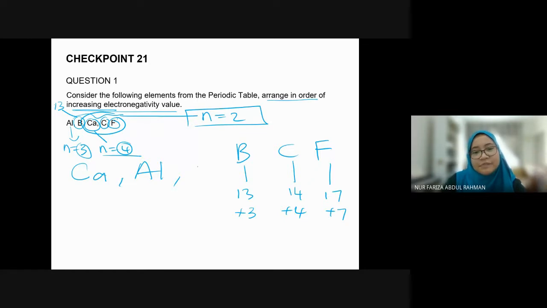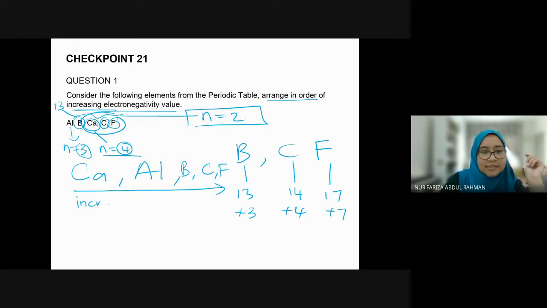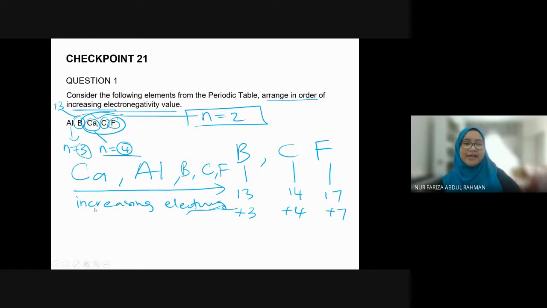So by right, B, C, F. Don't forget the arrow, increasing electronegativity. So this is the only checkpoint for electronegativity. We have other checkpoints from EA and ionization energy.